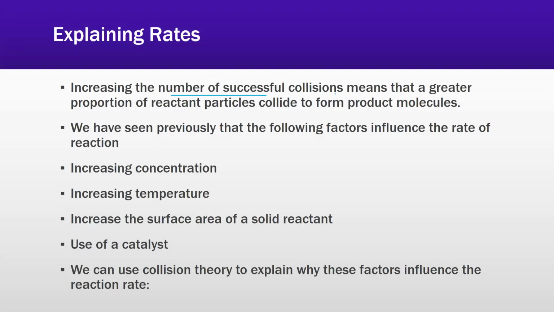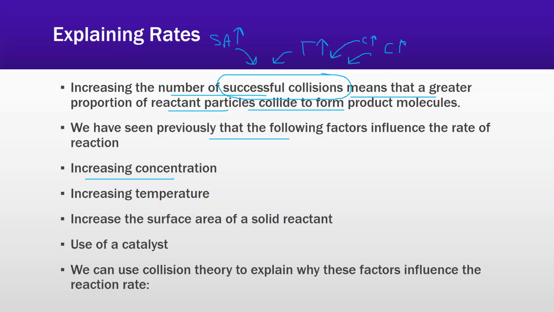Increasing the number of successful collisions means that a greater proportion of reactant particles collide to form product. Now, our main mission is to increase the number of successful collisions. Now, I can do that by increasing the surface area as well. I can increase the collisions by increasing the temperature as well, ताकि उससे kinetic energy increase होगी, particles would move faster. Or I can also do that by adding a catalyst, or I can also do it by increasing the concentration. Now we have previously seen that the following factors influence the rate of reaction: increasing the concentration, increasing the temperature, increasing the surface area, and the use of catalyst.